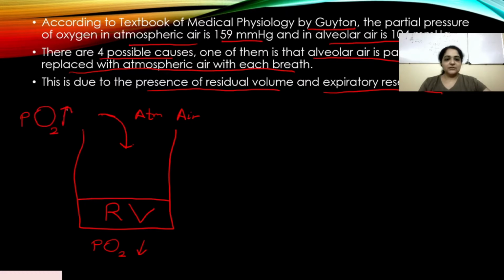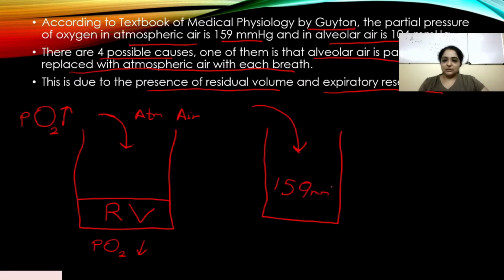Here, PO2 is high in the atmospheric air. So now let's imagine a situation where there is no residual volume in the lungs. Okay, this is your lungs and there is no residual volume, only atmospheric air is entering. When atmospheric air occupies this lung space, your partial pressure of oxygen will be 159 mm mercury here. So that is why there is a difference, and that is why it will affect the respiration efficiency.